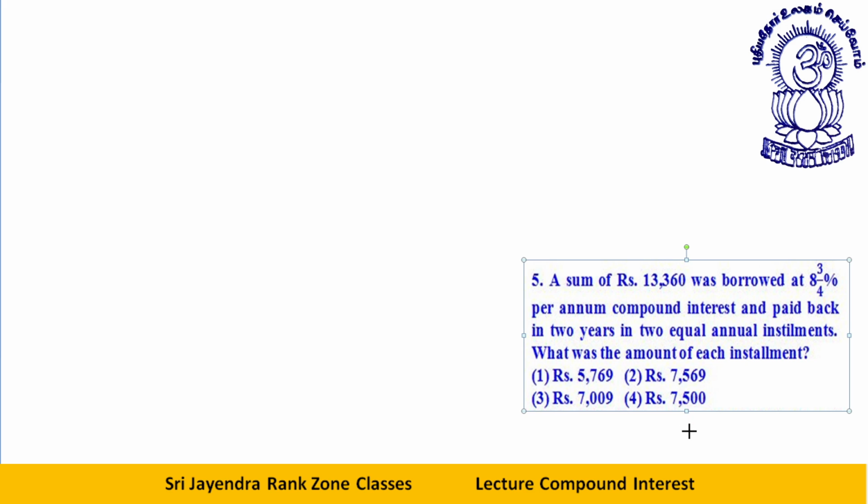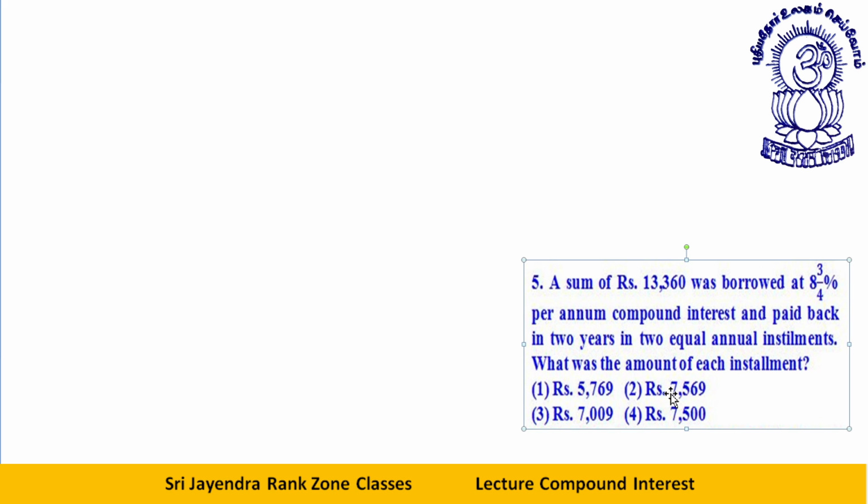This is our next question. Try to do it before I do, dear students. A sum of rupees 13,360 was borrowed at 83 by 4% per annum compound interest and paid back in 2 years in two equal installments. What was the amount of each installment?